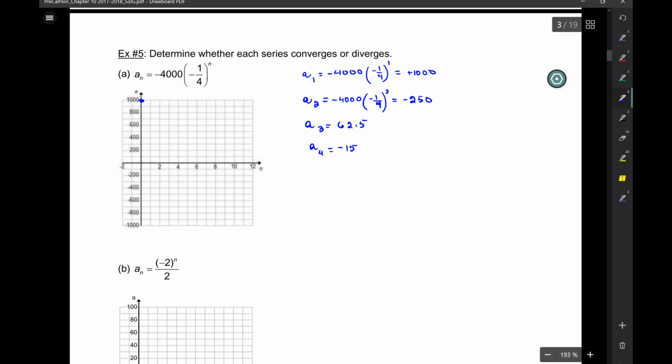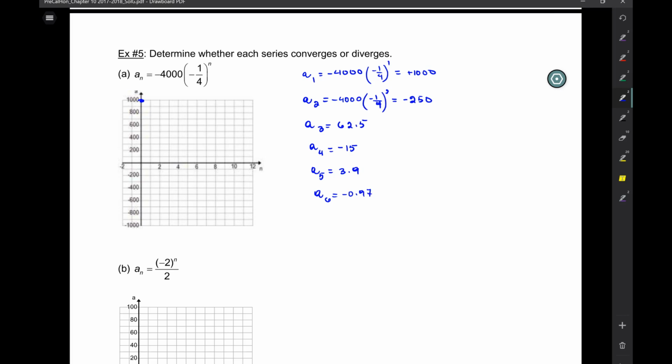A4, negative 15. Would we have a calculator? Yeah, for these you would. A5, 3.9. A6 is negative 0.97. So let's just graph this.